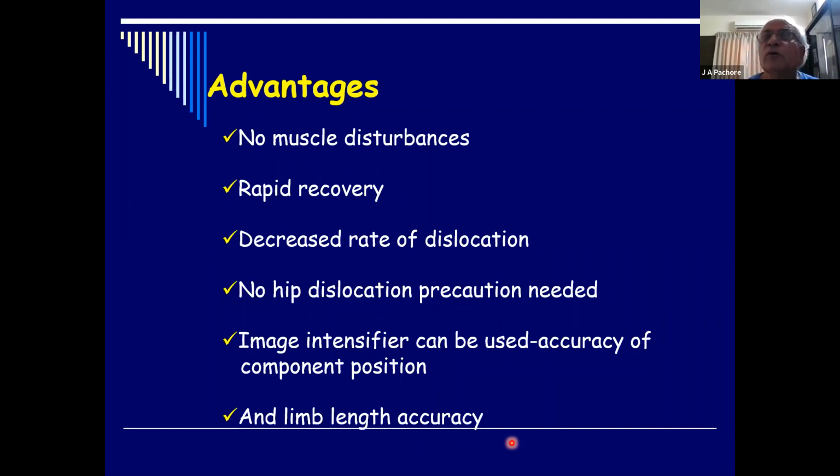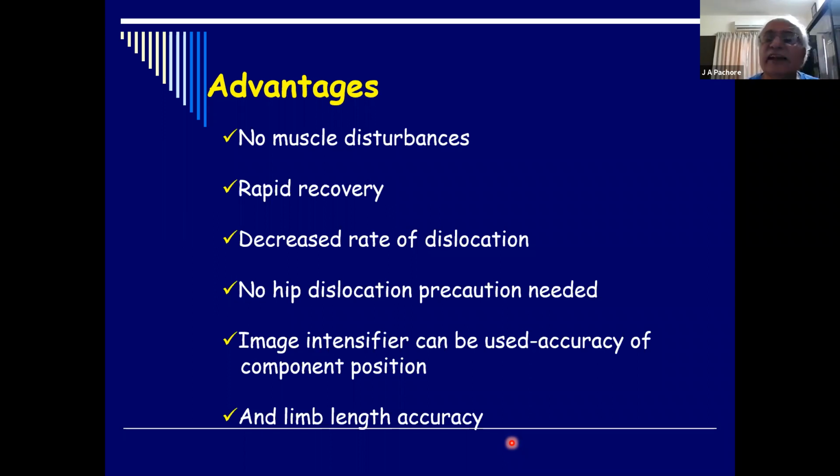No hip dislocation precaution. When you operate on this patient, they go either home the same day evening or the next day morning. No precautions. They can lie down however they want. They can walk with a walker. They can go up and down the stairs. No pillow in between. They can do internal, external rotation, whatever they want. That is one of the important things about these patients.